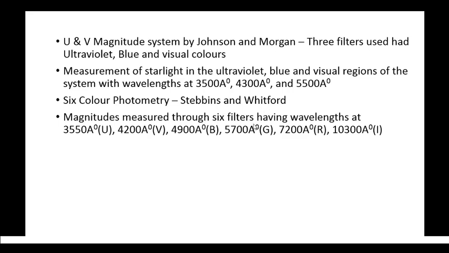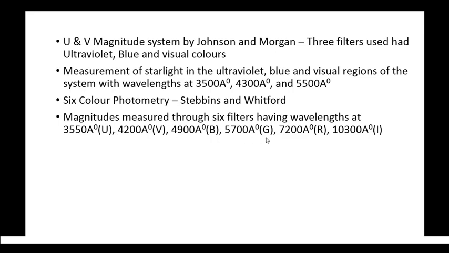So they used 6 filters. These have wavelengths of 3550 angstrom, which measures the ultraviolet, 4200 angstrom, that corresponds to violet, 4900 angstrom blue, 5700 angstrom green, 7200 angstrom red, and 1300 angstrom indigo. So all these wavelengths can be measured using this 6-color photometry. And they used 6 different filters in order to analyze the starlight and categorize the wavelengths to these values.